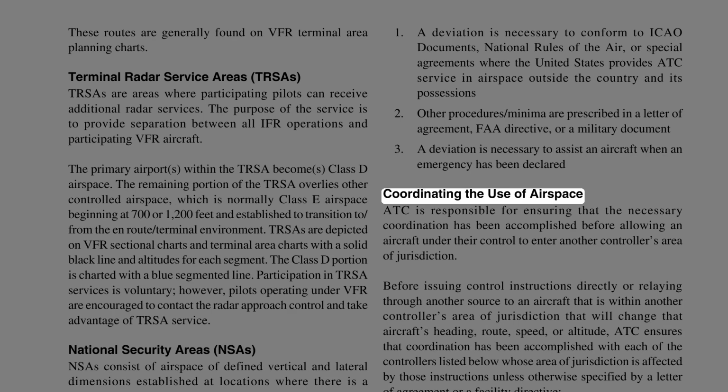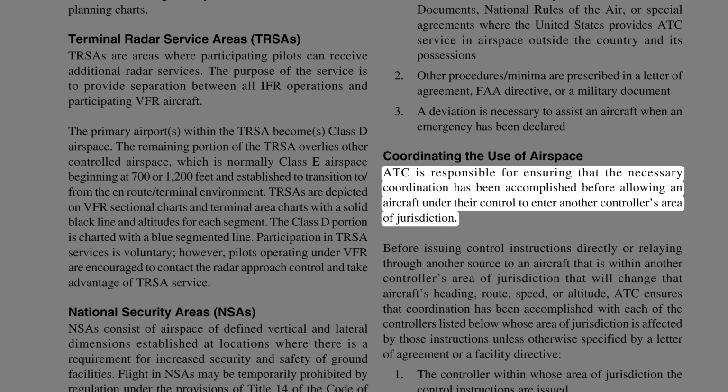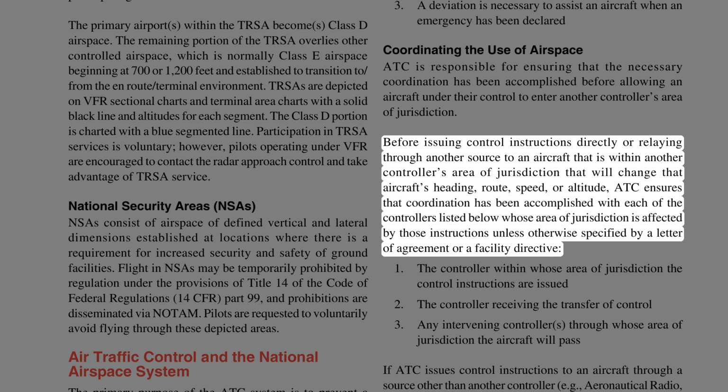Coordinating the use of airspace. ATC is responsible for ensuring that the necessary coordination has been accomplished before allowing an aircraft under their control to enter another controller's area of jurisdiction. Before issuing control instructions directly or relaying through another source to an aircraft that is within another controller's area of jurisdiction that will change that aircraft's heading, route, speed, or altitude, ATC ensures that coordination has been accomplished with each of the controllers listed below whose area of jurisdiction is affected by those instructions unless otherwise specified by a letter of agreement or a facility directive.